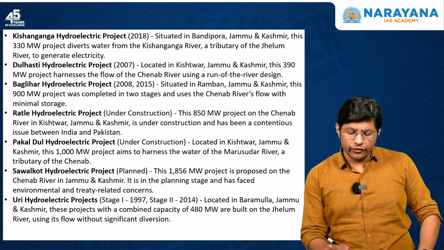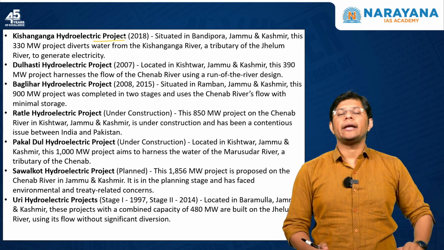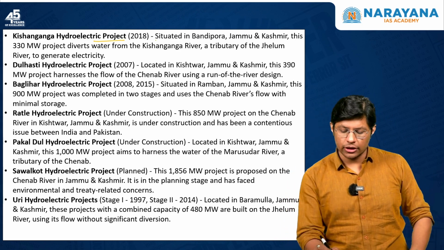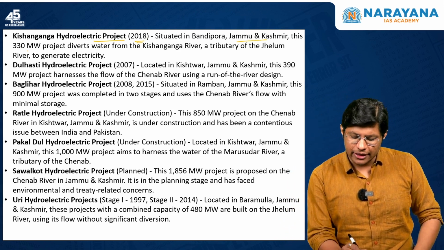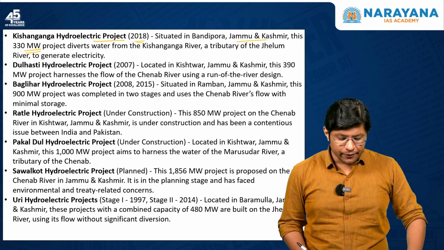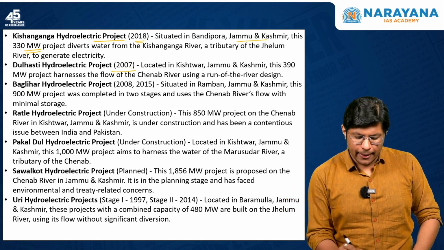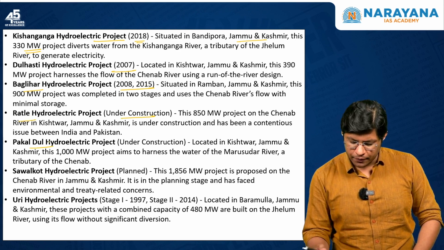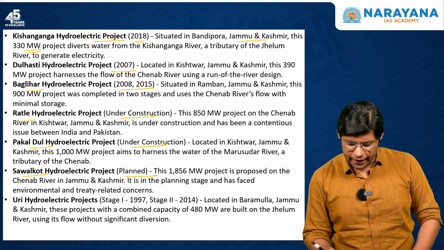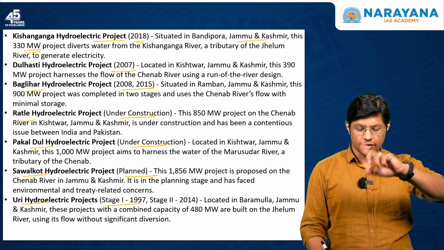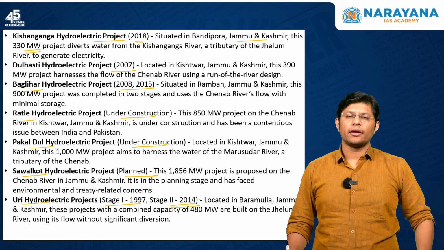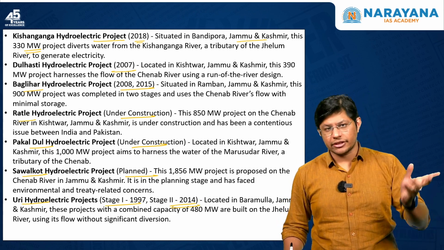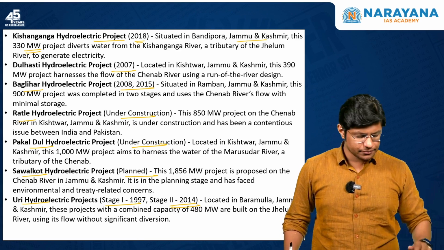Now, these are some of the hydroelectric projects India has constructed or still is under construction. For example, the Kishan Ganga 2018, Jammu and Kashmir, it's a 330 megawatt project, right? Then Dulhasti 2007, Baglihar 8 and 15, Ratle which is under construction, Pakal Dul under construction, Sawalkot planned, Uri stage 1 1997 completed, stage 2 2014. So you should know the hydroelectric projects that India is constructing or has constructed on the Indus River basin, right?